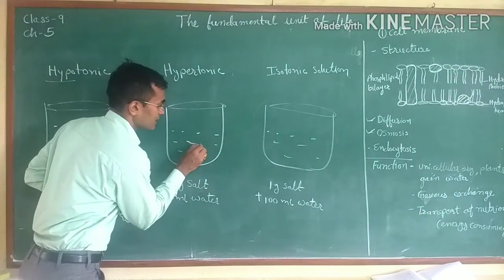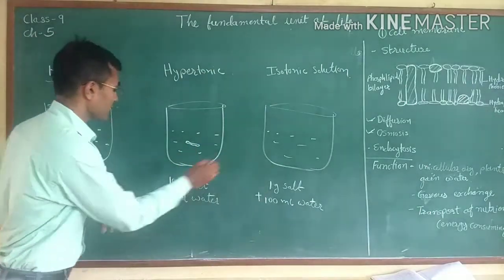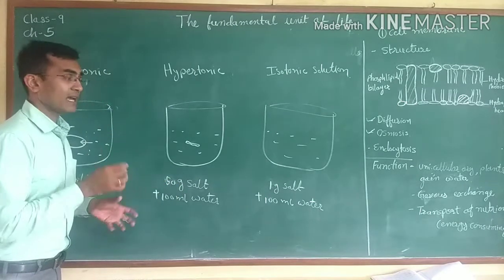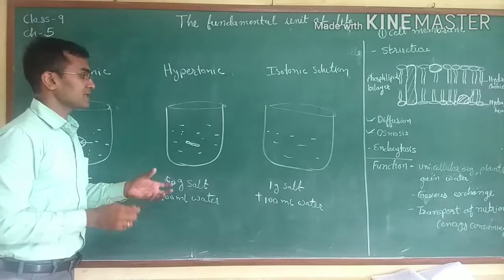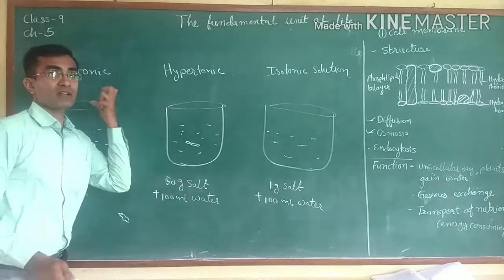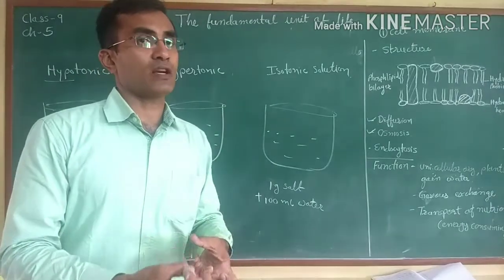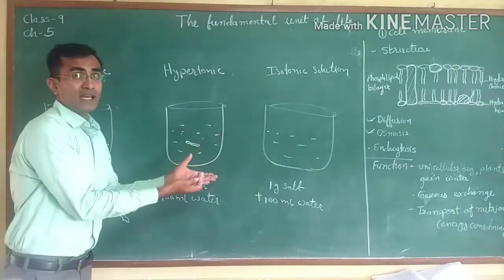Then it will be something like this. Here you can use either 50 mg also. Why? To make the higher concentration of substances outside. That means the concentration of the water will be less. That means the free molecules of water will be less. So the free molecules of water will not be there.